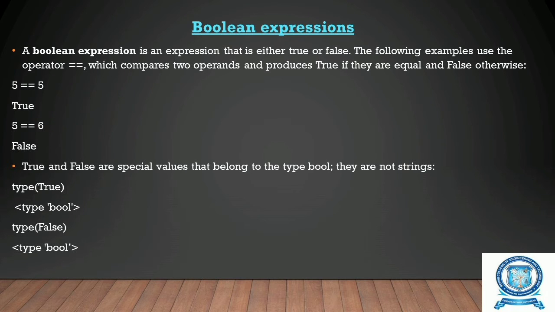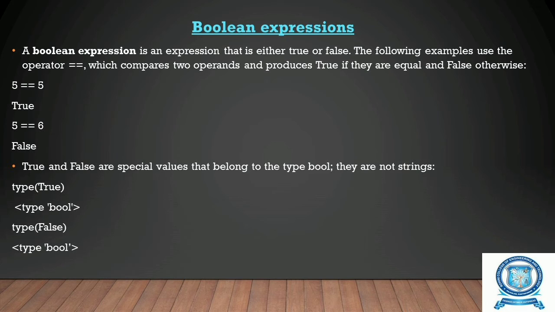Now let us see about Boolean expressions. A Boolean expression is an expression that is either true or false. The following example uses the operator double equal to, which represents that both the values, the right hand side and the left hand side, are equal. It compares the two operands and produces true if they are equal and false otherwise. If 5 double equal to 5, then it will retrieve true. If 5 double equal to 6, then we will retrieve false, because it compares both the values on the right hand side and the left hand side.